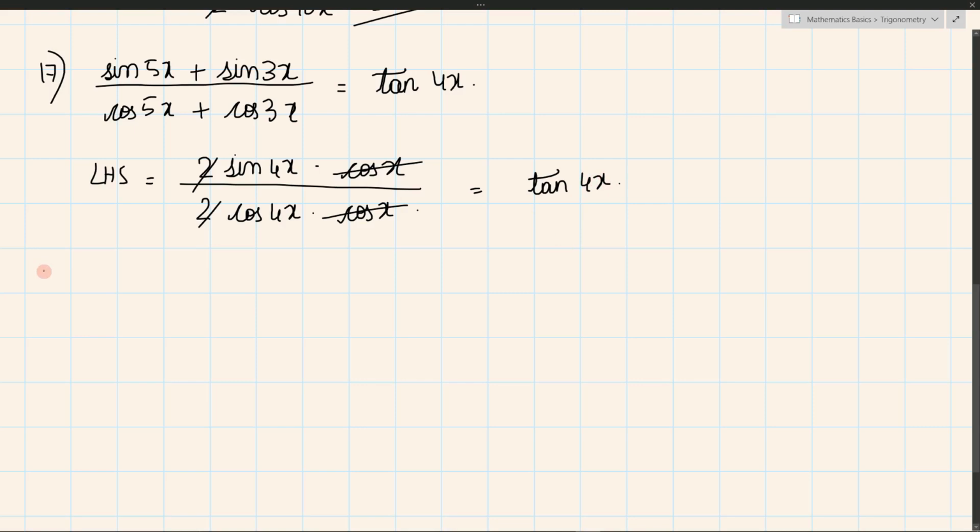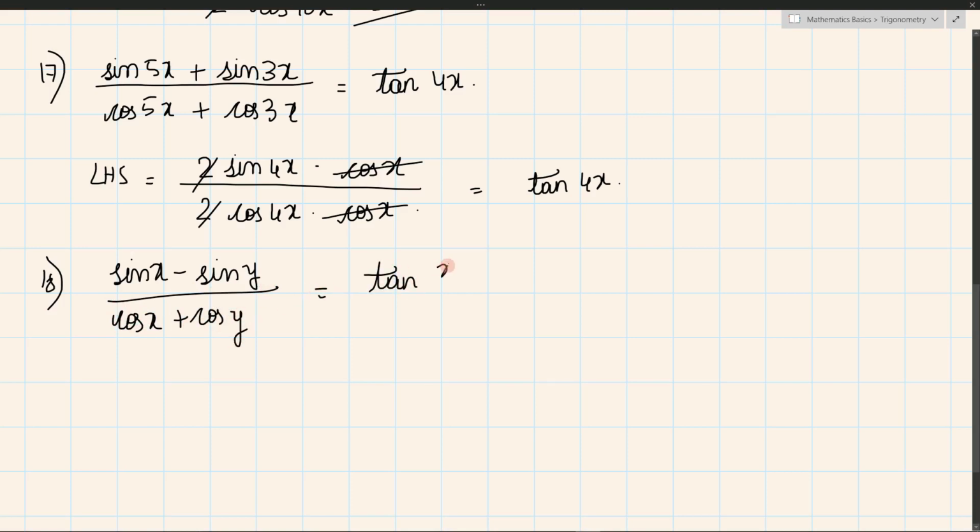So question number 18. Sin x minus sin y whole divided by cos x plus cos y is equal to tan of (x minus y) divided by 2.